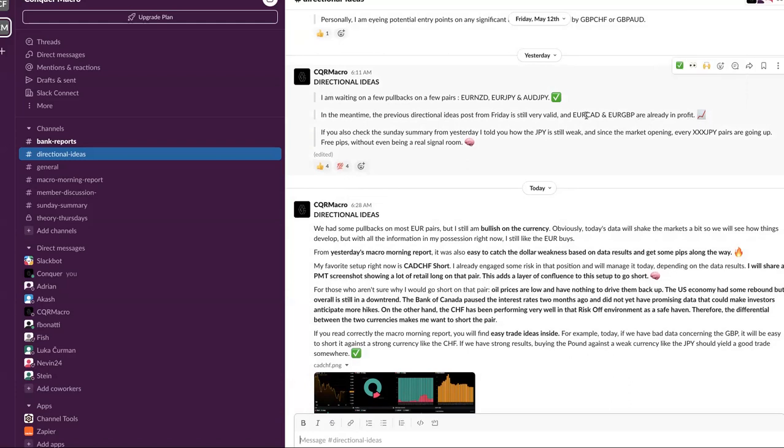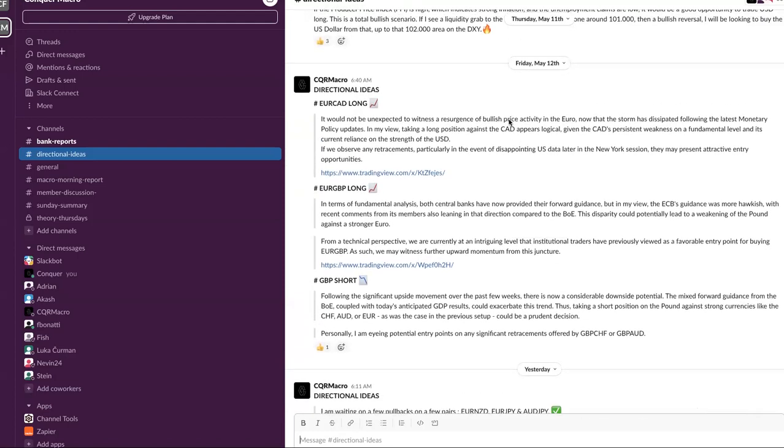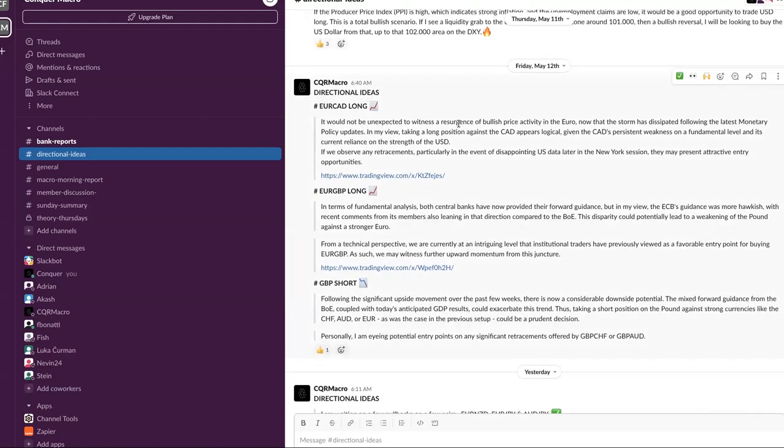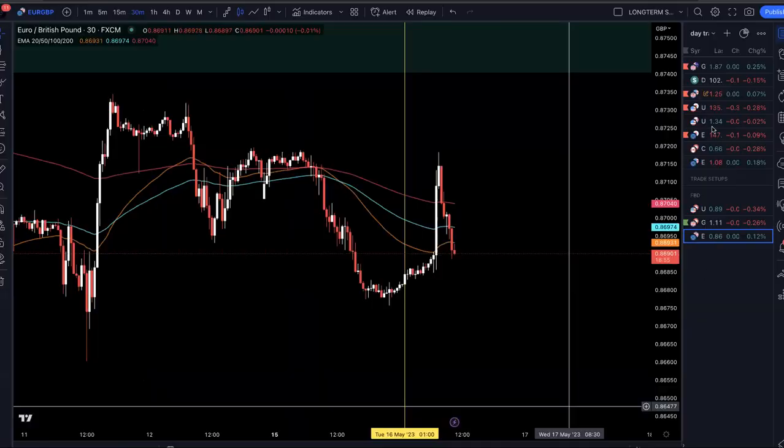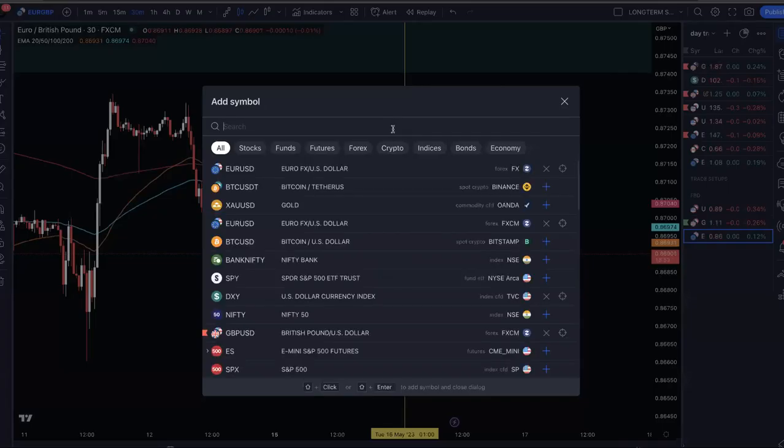And if we look at euro CAD, the directionality is from Friday, so let's go back to Friday. It would not be unexpected to witness a resurgence of bullish price activity in the euro. You can read the rest here. Let's have a look at euro CAD.